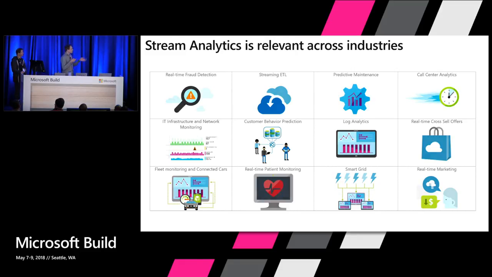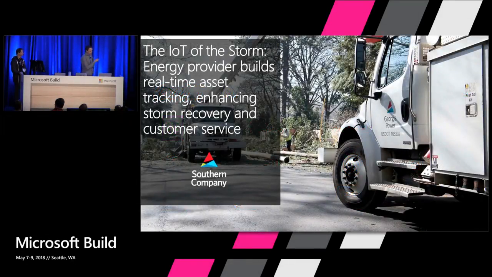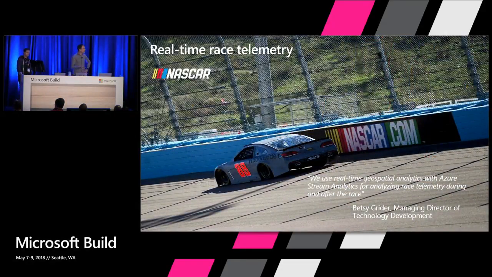So I want to show you just a few customers with stream analytics. We have thousands of customers, just give a few examples here, and show some of the use cases before drilling in the product. So the first use case, and we will talk about it with Greg a little later, is the Southern Company, and how they use geospatial for fleet management. For geospatial, we also work with NASCAR, so they were also one of the first users of the geospatial function in Azure Stream Analytics. So they monitor in real time the race and can also replay it afterwards.